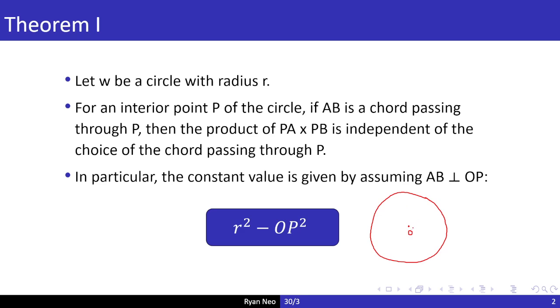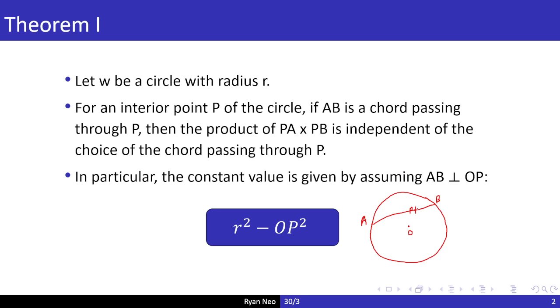Okay, so let this circle have center O and radius r. From an interior point P of the circle, what this means is that you randomly choose one point, let's call it P. If AB is a chord passing through P, let's just draw any random chord AB passing through P. Let's name the ends A and B. Then the product PA times PB, so basically P splits this chord AB into 2 parts, PA times PB here is independent of the choice of the chord passing through P.